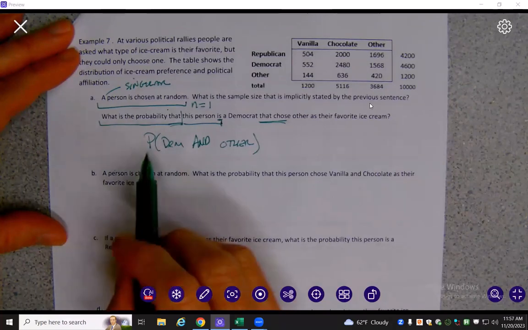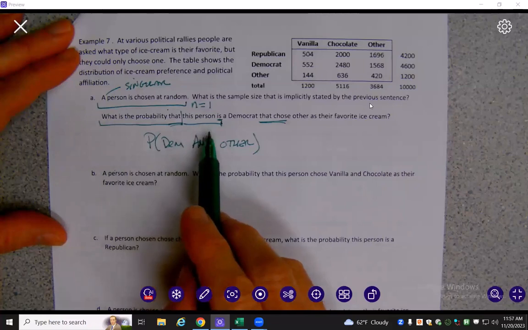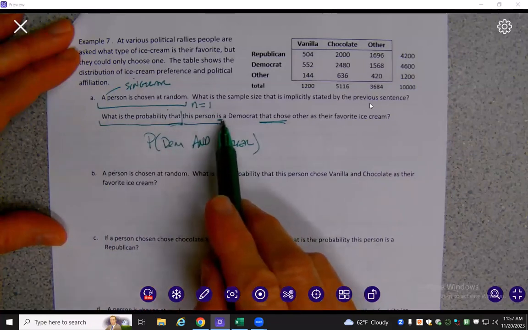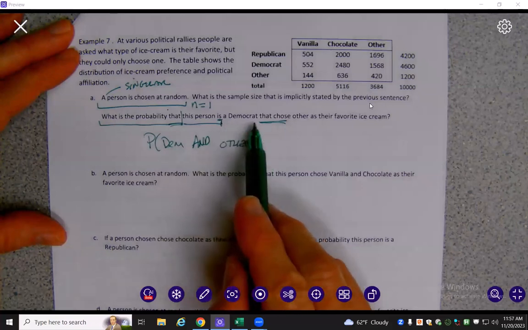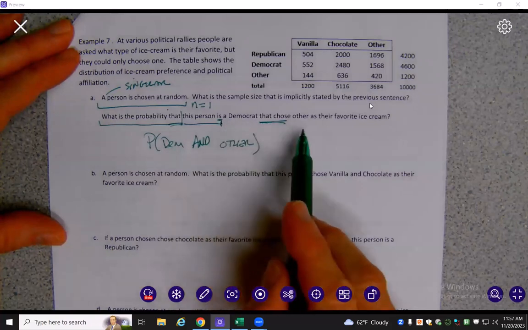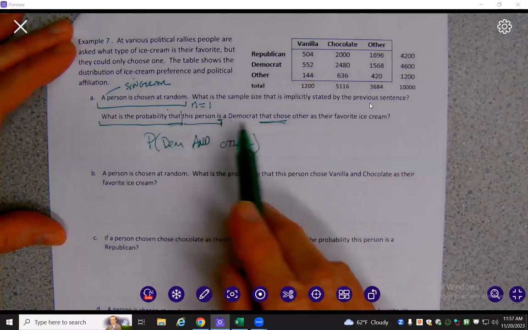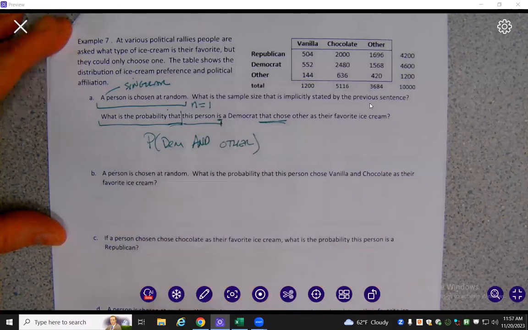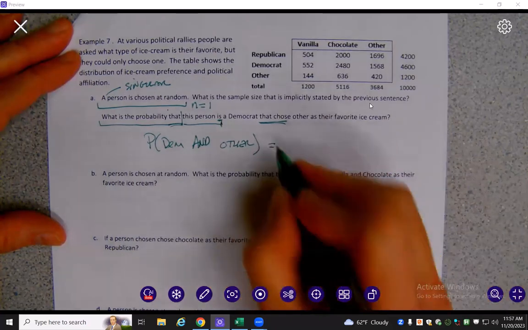But we have to break these sentences down so we understand what is the probability of. Is, and now we're about to describe what it is we want the probability of. That chose other as their favorite, meaning they want to be a Democrat, but they also chose other. So the question is now Democrat and other. Here's another way that we can, so let me write this out now.